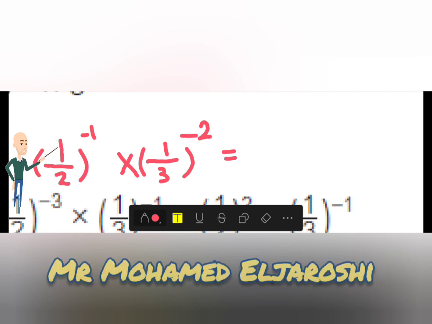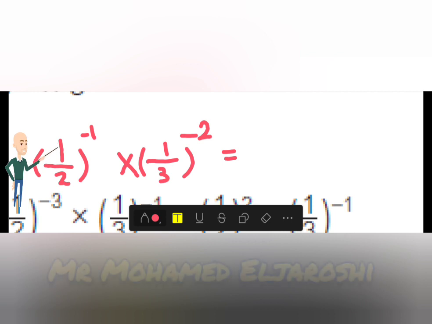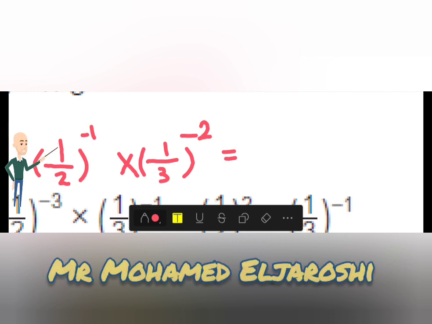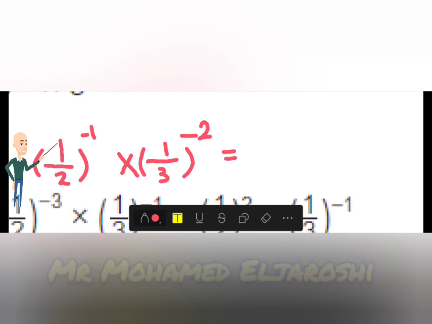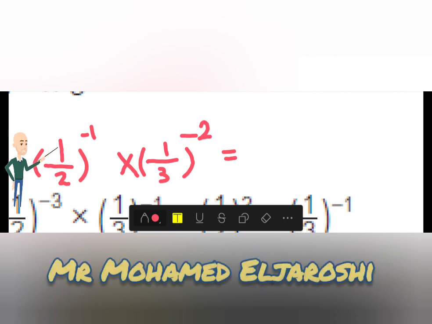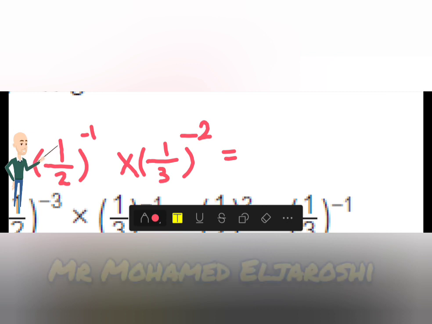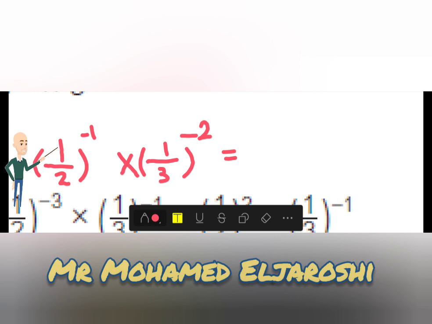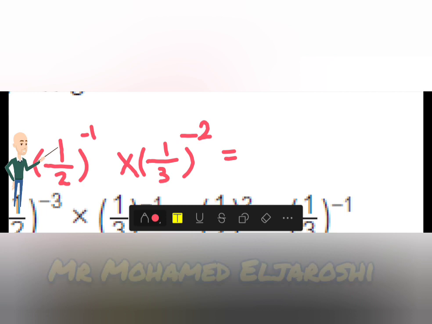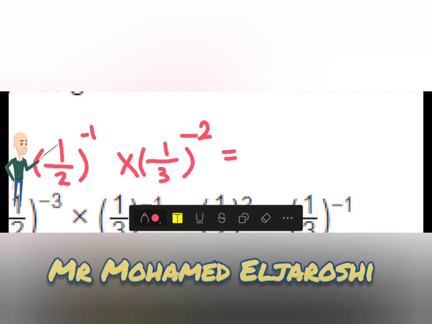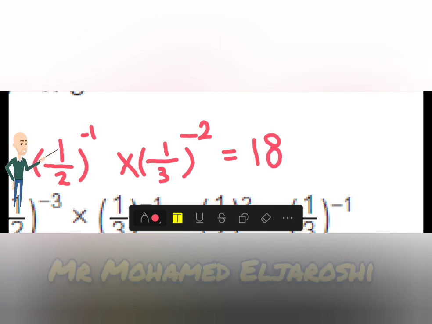So a half is going to be like this. Let's put it in brackets, 1 over 2, close the bracket, and then power of negative 1, and then multiplied by 1 over 3, close the bracket, power of negative 2, equals 9. So we multiply this by 2, equals 18. So the whole answer is 18 here, and we found it with a calculator.